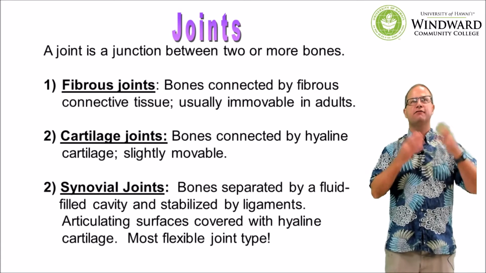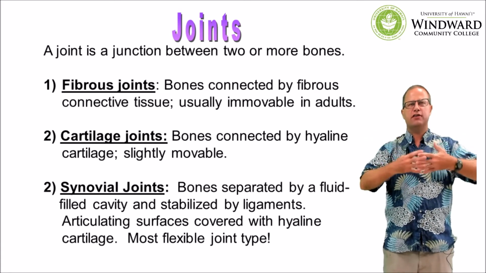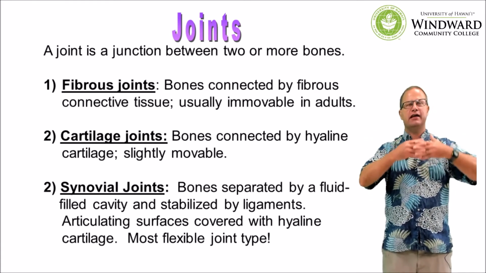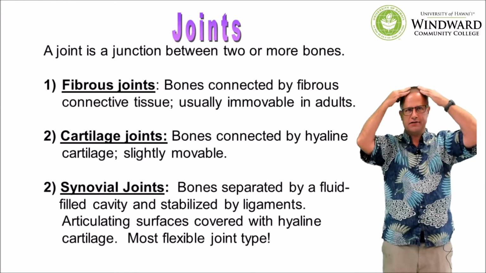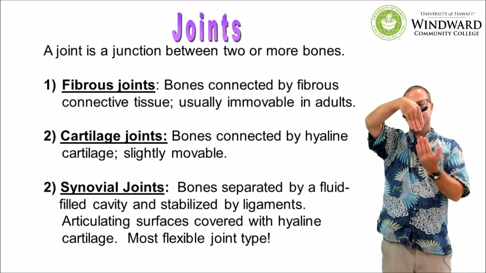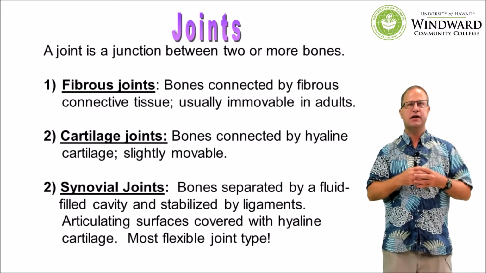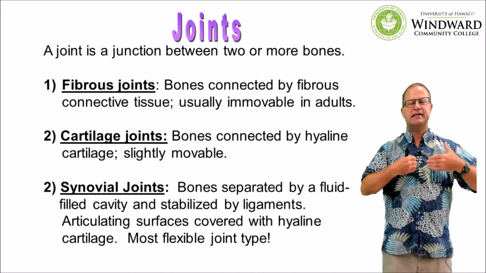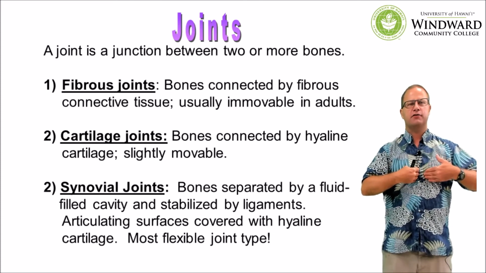The first type are fibrous joints. Fibrous joints are joined together by fibrous connective tissue, and they're usually immovable. Examples we'll talk about are in the skull. The other joints here we have are cartilage joints. Cartilage joints are where 2 bones meet together and are separated by cartilage. And these are usually slightly movable. An example here is our sternum and our ribs. We have cartilage right there.